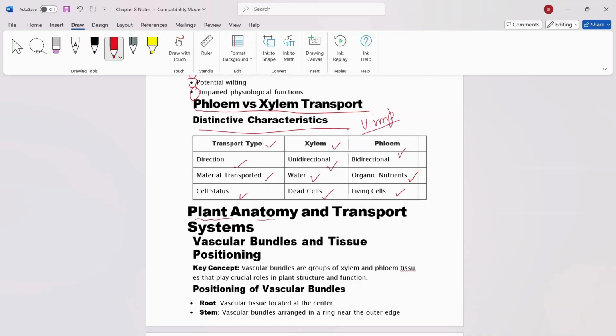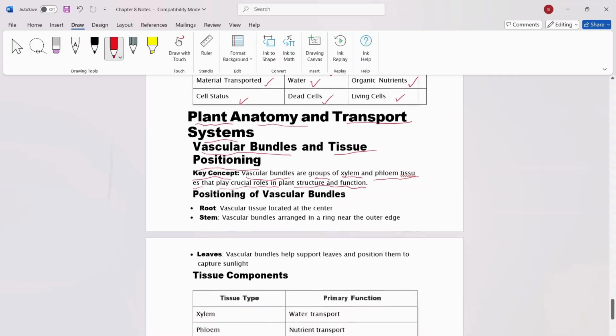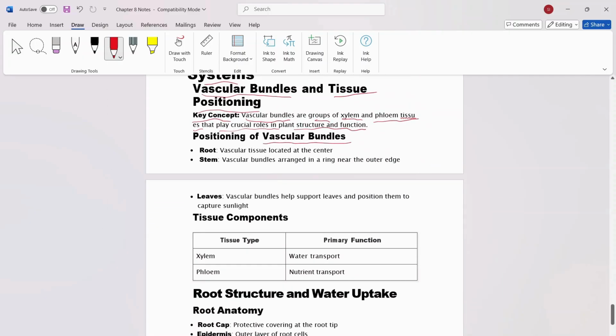Now let's talk about plant anatomy and the transport system. Vascular bundles and tissue positioning. The key concept here is that vascular bundles are groups of xylem and phloem tissues that play crucial roles in plant structure and function. Positioning of vascular bundles. Root: vascular tissue located at the center. Stem: vascular bundles arranged in a ring near the outer edge. Leaves: vascular bundles help support leaves and position them to capture sunlight.